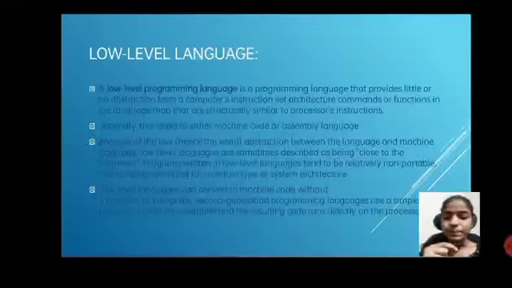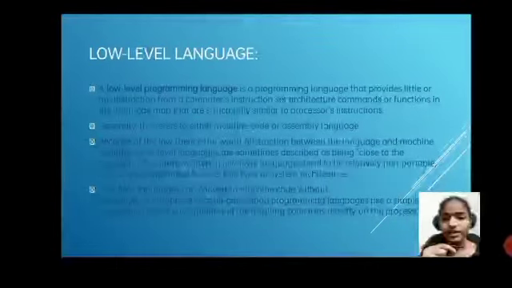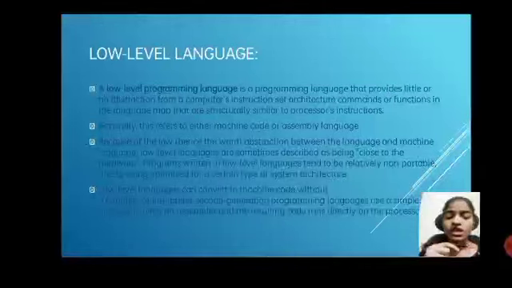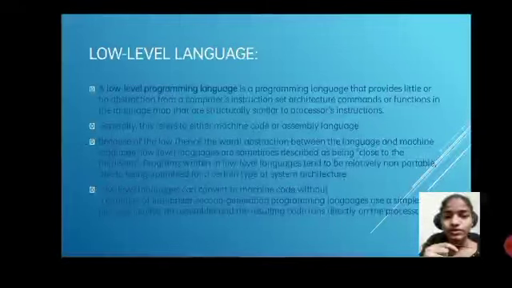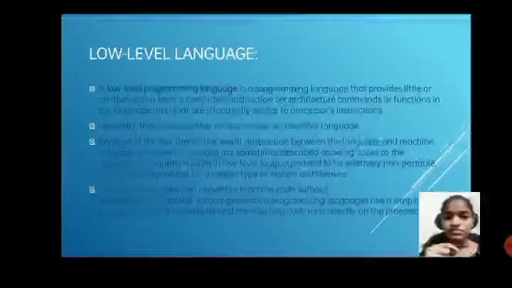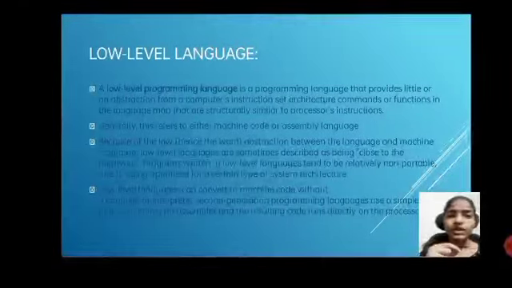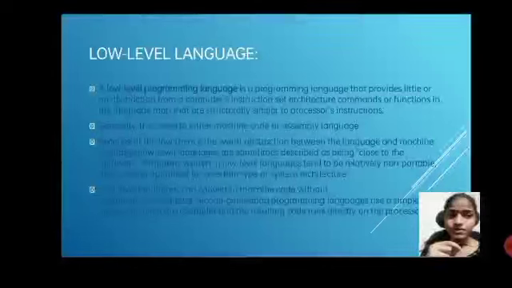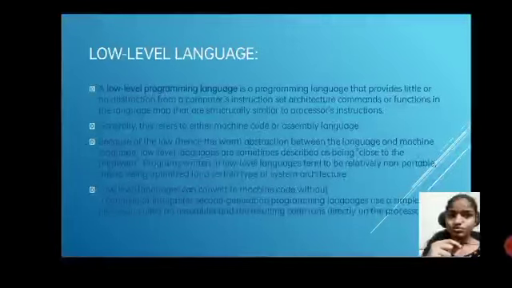When we talk about the compilation process in both high level language and low level language: in high level language there may be a compiler or an interpreter to compile the program, but in low level language there will be an assembler which will convert the code to machine code, and the resulting code runs directly on the processor. This is how the languages are converted into machine code.